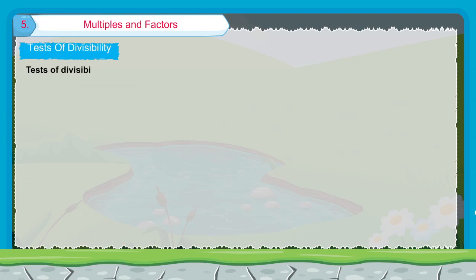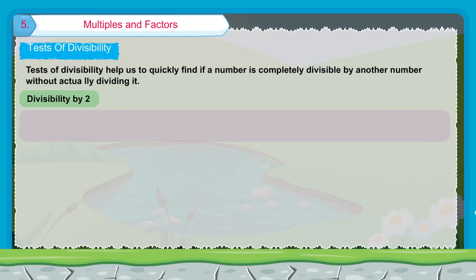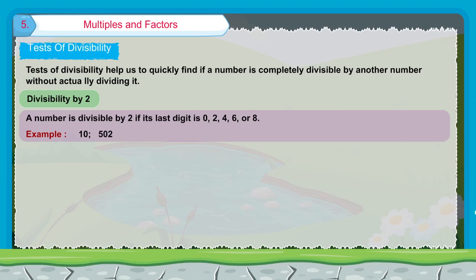5. Tests of divisibility help us to quickly find if a number is completely divisible by another number without actually dividing it. Divisible by 2. A number is divisible by 2 if its last digit is 0, 2, 4, 6, or 8. Example: 10, 502, 8314, 4856, 3658.